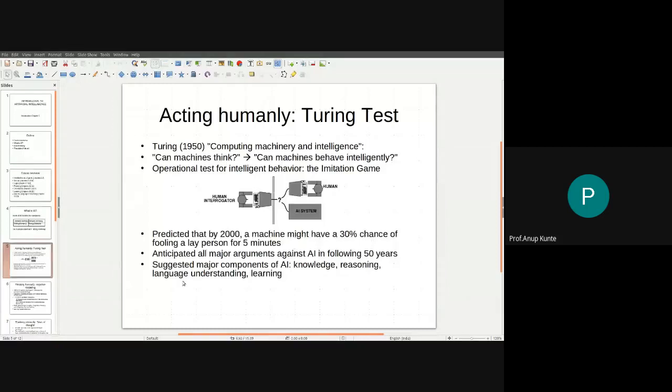Good afternoon, all. This is the summary for lecture 2. We stopped at talking about the Turing test during the previous lecture.